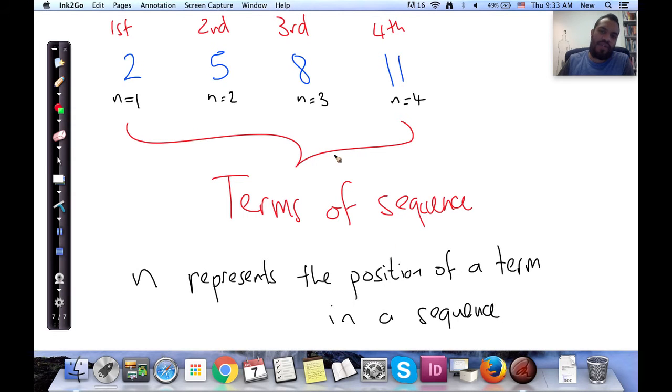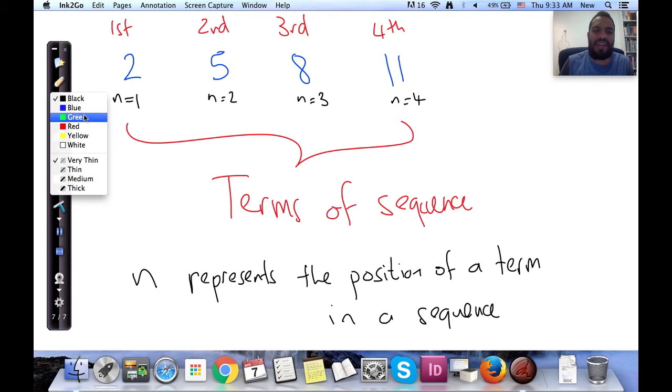And we're going to talk about something else as well, called Tn. As you can see, firstly I've got the first term which has a value of 2 where n corresponds to 1. The second term has a value of 5 and n corresponds to 2, the third term has a value of 8 and n corresponds to 3, and the fourth term is 11 where n corresponds to 4.